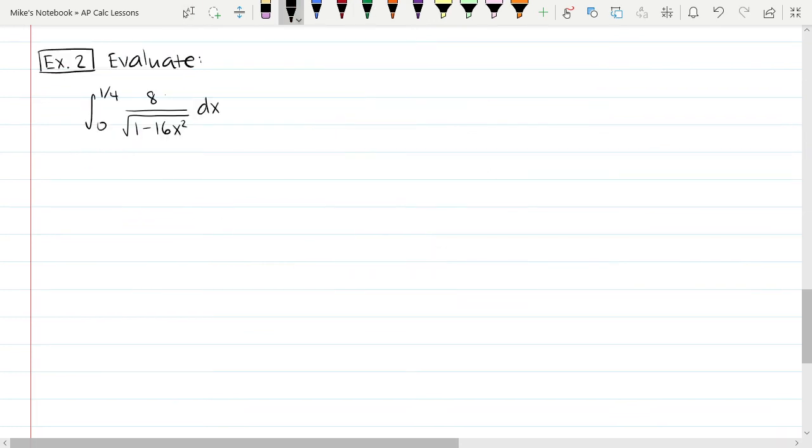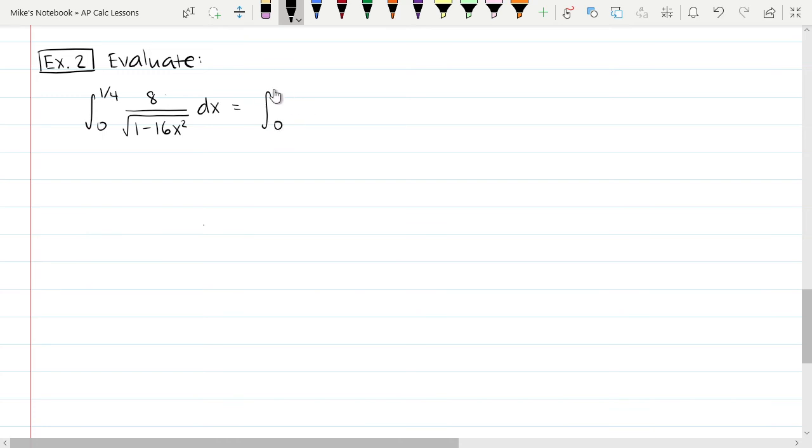All right, and then finally, let's wrap up with an evaluate question. So again, we're just going to evaluate this definite integral, but this time the antiderivative will involve an inverse trig function. So once again, I see the square root in the denominator, and it's a constant minus something getting squared. So that means I am going to try to rewrite this first so that it more closely resembles the inverse sine formula that we want.